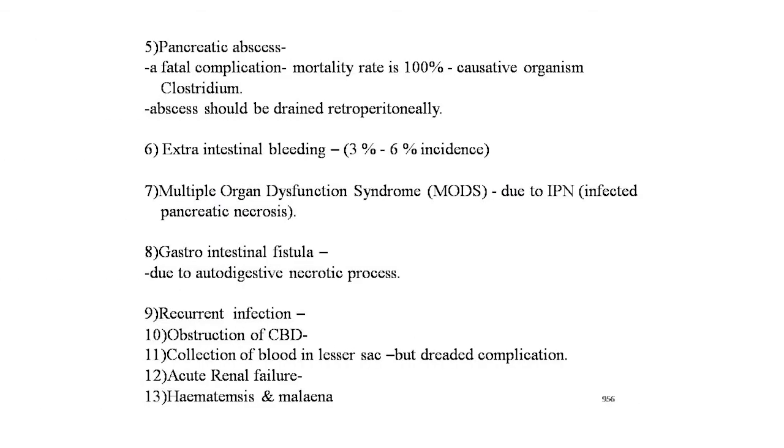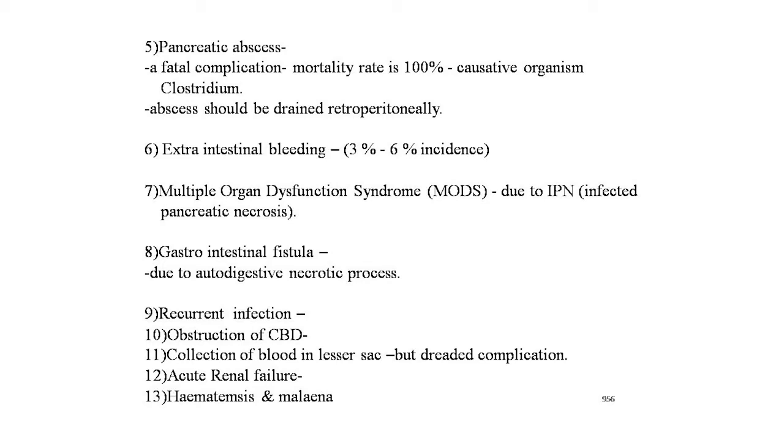The next complication of pancreatitis is pancreatic abscess, a fatal complication. Mortality rate is 100%. The causative organism is Clostridium. The abscess should be drained retroperitoneally. Extraintestinal bleeding occurs in 3% to 6% of cases. Multiple organ dysfunction syndrome, that is MODS, is due to IPN, infected pancreatic necrosis.